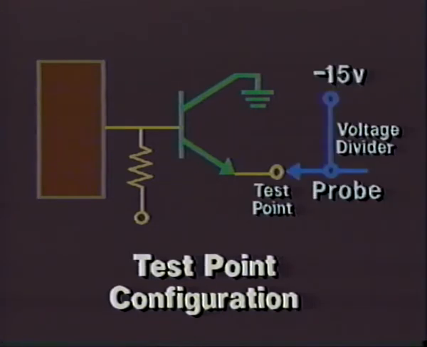The test probe has an internal voltage divider network supplied by an external negative 15-volt power supply. The negative 15 volts will forward bias the microtransistor and allow the output signal to pass through to the scope. The test point is considered one load. Therefore, any output with a test point can only drive a maximum of 3 onboard loads or 2 offboard loads.